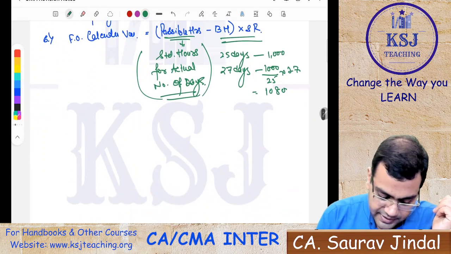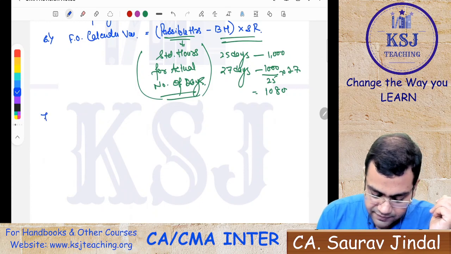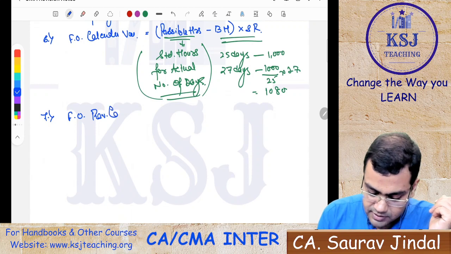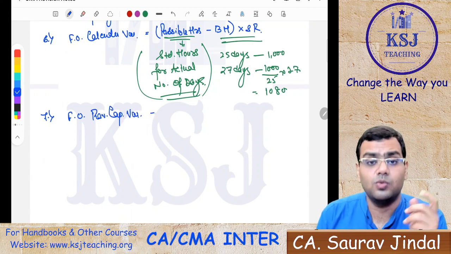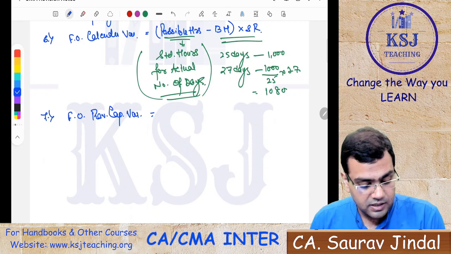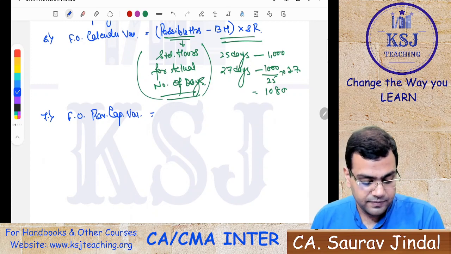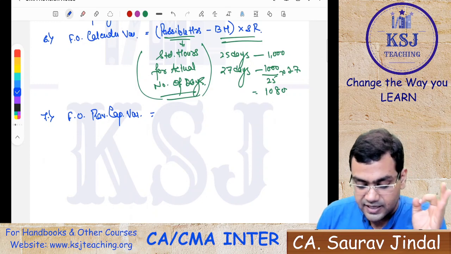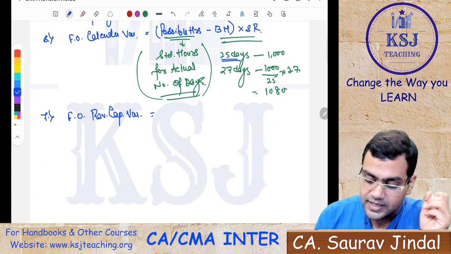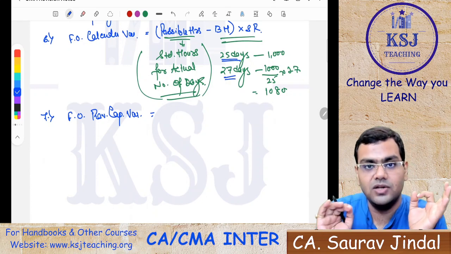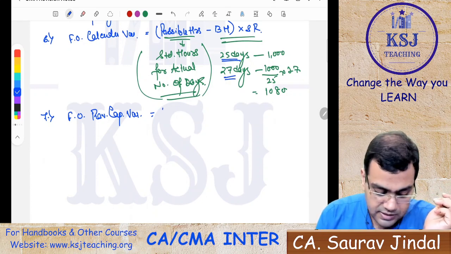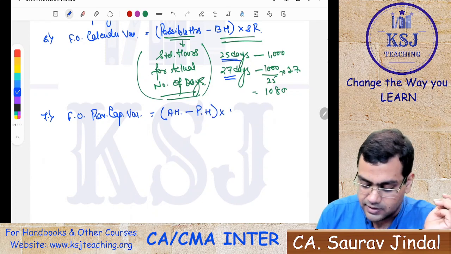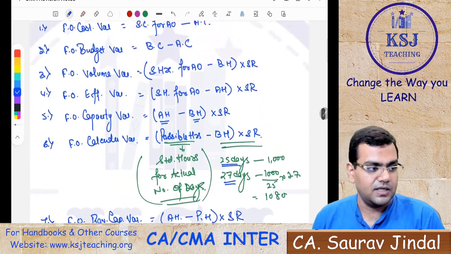Right. After that, the last one that we have is fixed overheads, revised capacity variance. Now this revised capacity variance will be calculated only and only if you have the fixed overhead calendar variance. If you have fixed overhead calendar variance, that means this 25 and 27 days are given to you, only then can you calculate the revised capacity. That is actual hours minus possible hours multiplied by standard rate. This is your revised capacity variance, right?